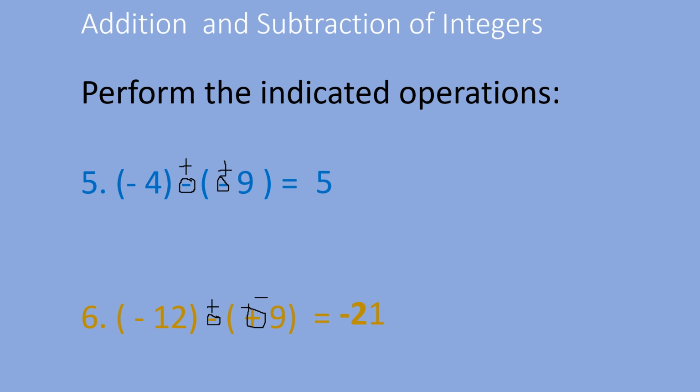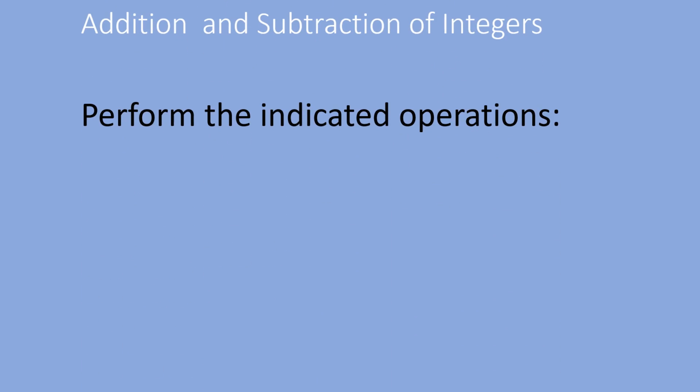Okay, last two. We have here positive 7 plus negative 11. So this is just addition, adding numbers of unlike signs, they are not of the same sign. So subtract 11 minus 7, that is 4. And copy the sign of 11 because 11 is larger. So that is negative 4.